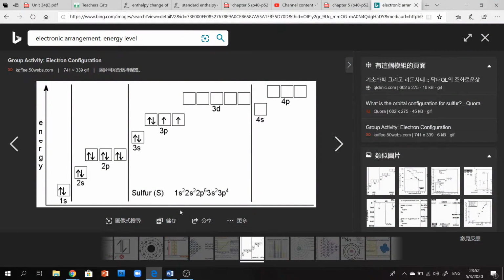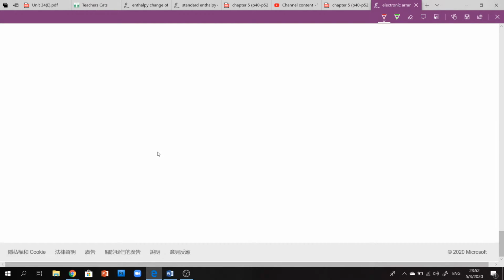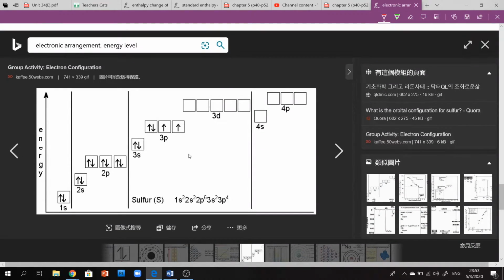I start from sulfur. Now, don't worry too much about the term SPDF. You need not know what that is. You just focus on the way to put those. Take a look here. You just focus on this.